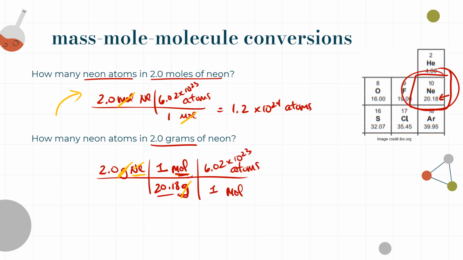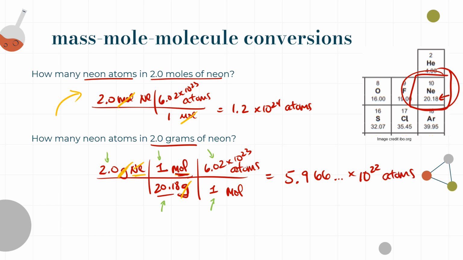So now our math, we're going to multiply the tops. 2.0 times 1 times 6.02 times 10 to the 23rd. Divided by 20.18 divided by 1. Calculator time, we're going to go 2.0 times 1 times 6.02 times 10 to the 23rd power. We're going to divide that by 20.18. Divided by 1 is going to give us 5.966, so many decimal places, times 10 to the 22 atoms of neon.